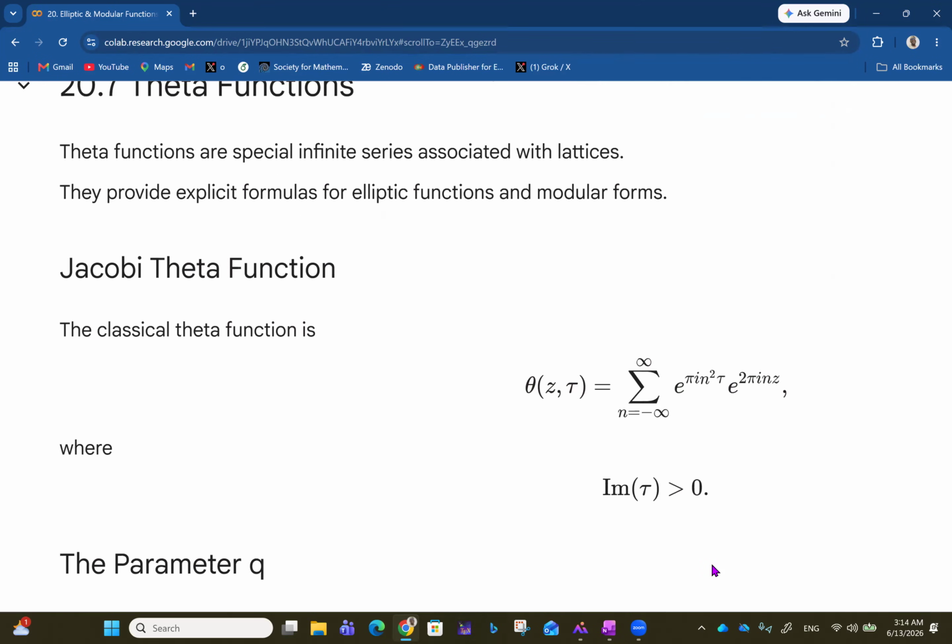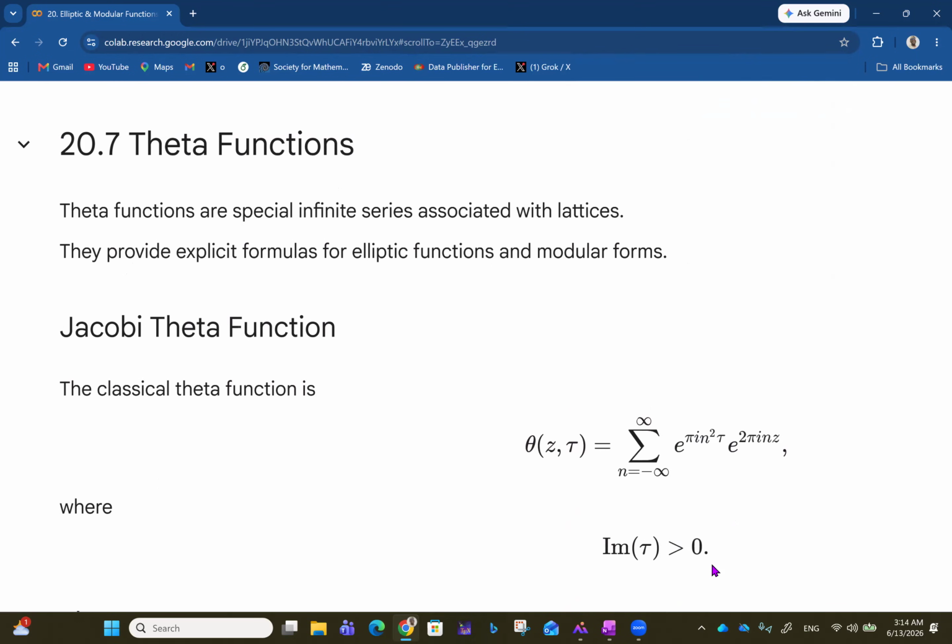And then we have other kinds, we have theta functions, which we referred to the other time. Theta functions are special infinite series associated with lattices. They provide explicit formulas for elliptic functions and modular forms. So first we have the Jacobi theta function.